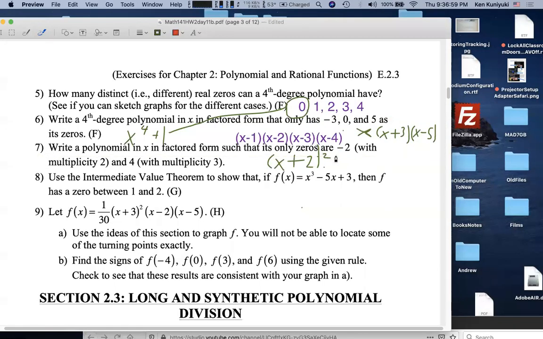Then, because 4 is a 0, what do I need as a factor? X what? I have 4 is a 0, so what has to be a factor? X minus 4. Multiplicity is 3, so that's cubed.